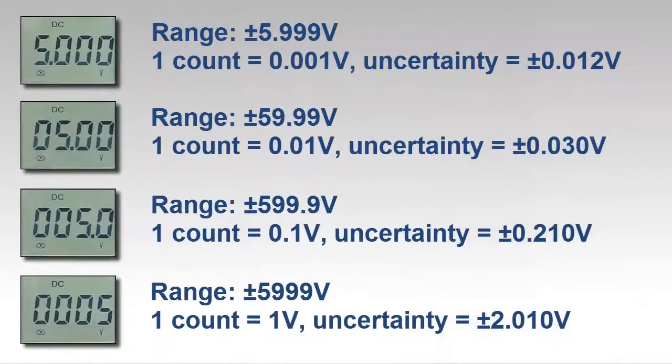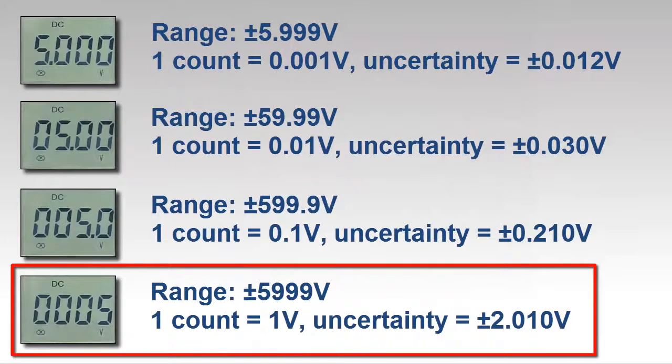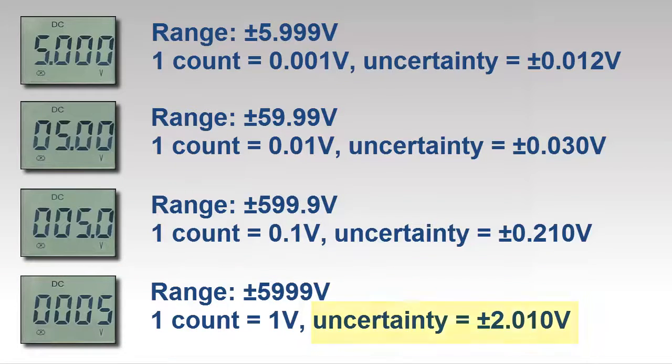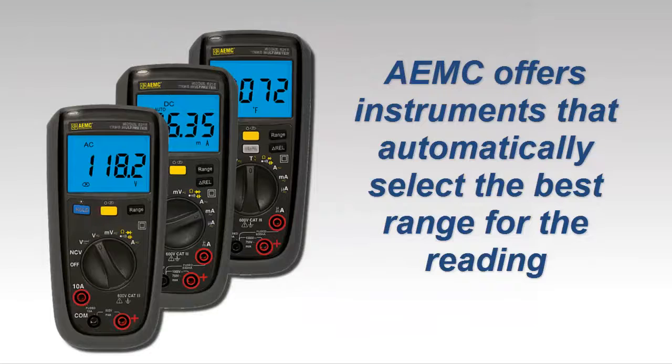At the highest range, the reading is 0005, with 1 count equal to 1 volt. Applying the formula, the uncertainty in this case would be approximately plus or minus 2 volts, producing a measurement range of around 3 to 7 volts, orders of magnitude greater than our original uncertainty. Such a reading would, of course, have no practical value. AEMC features instruments, including multimeters, that perform auto-ranging for automatically selecting the most appropriate range for the reading.